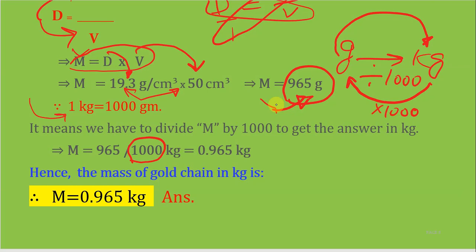So if you divide 965 by 1000, we will get 0.965 kilogram. Hence the mass of the gold chain in kilogram is 0.965 kilogram.